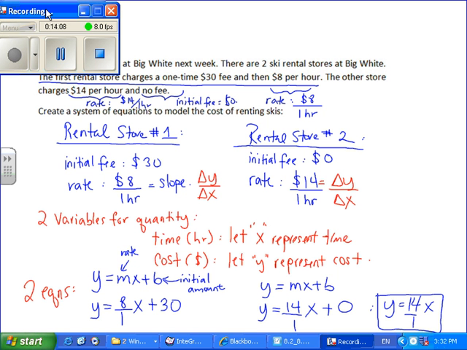Excellent. So there's our system we've created. Two linear equations. We could then graph them, or we could solve them. I'm just going to pause the video for a moment, and then I'm going to carry on and solve this system in the next short video.